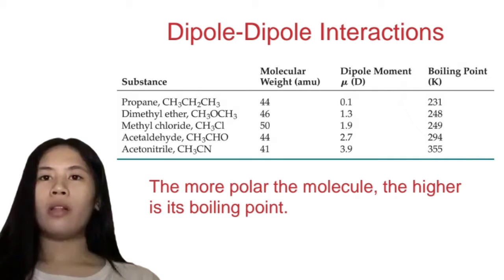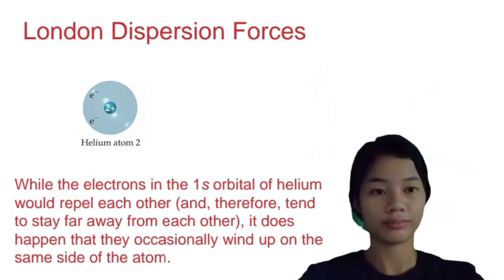Following that is methyl chloride, which has a molecular weight of 50, a dipole moment of 1.9, and a boiling point of 249. Next is acetaldehyde, which has a molecular weight of 44, a dipole moment of 2.7, and a boiling point of 294. And lastly, acetonitrile: the molecular weight is 41, the dipole moment is 3.9, and the boiling point is 355. The more polar the molecule, the higher its boiling point.